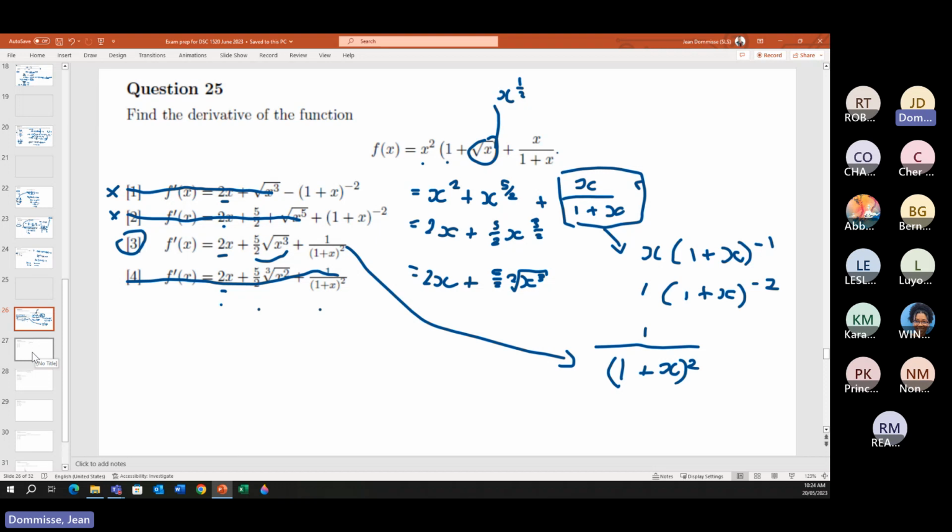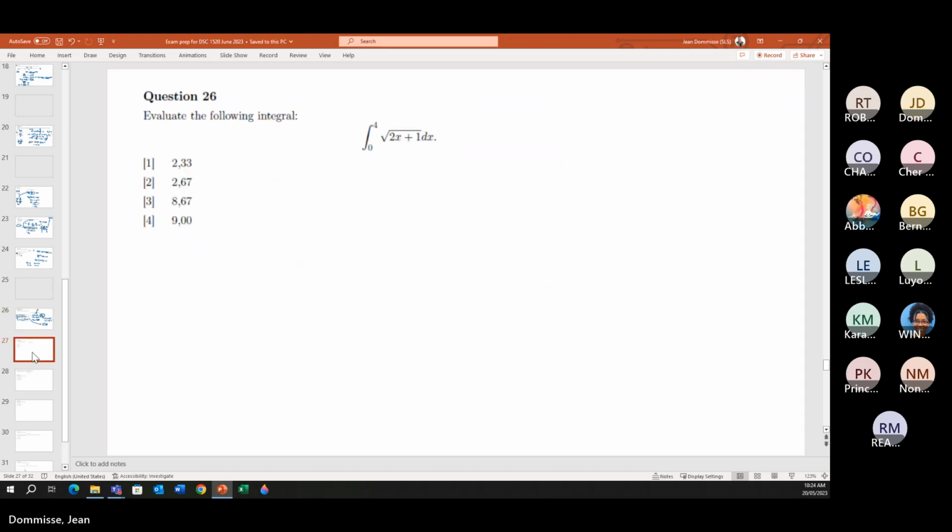Okay, so let's then go into question 26, which is integration. So how would you have done this part? How would you have done this?